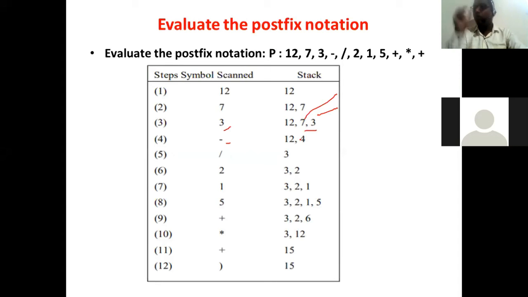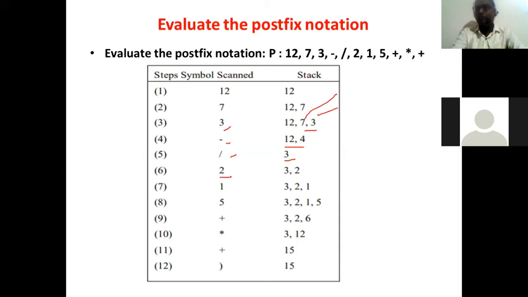Operand 2, operator, and operand 1. Consider this particular statement, this formula you need to learn. That is, operand 2 first, then the operator, then operand 1. The second element that comes out, you take first, then the operator, then the first operand. Now 7 minus 3 is 4. Again there is a division symbol, so 12 divided by 4 is 3. So 3 is added.